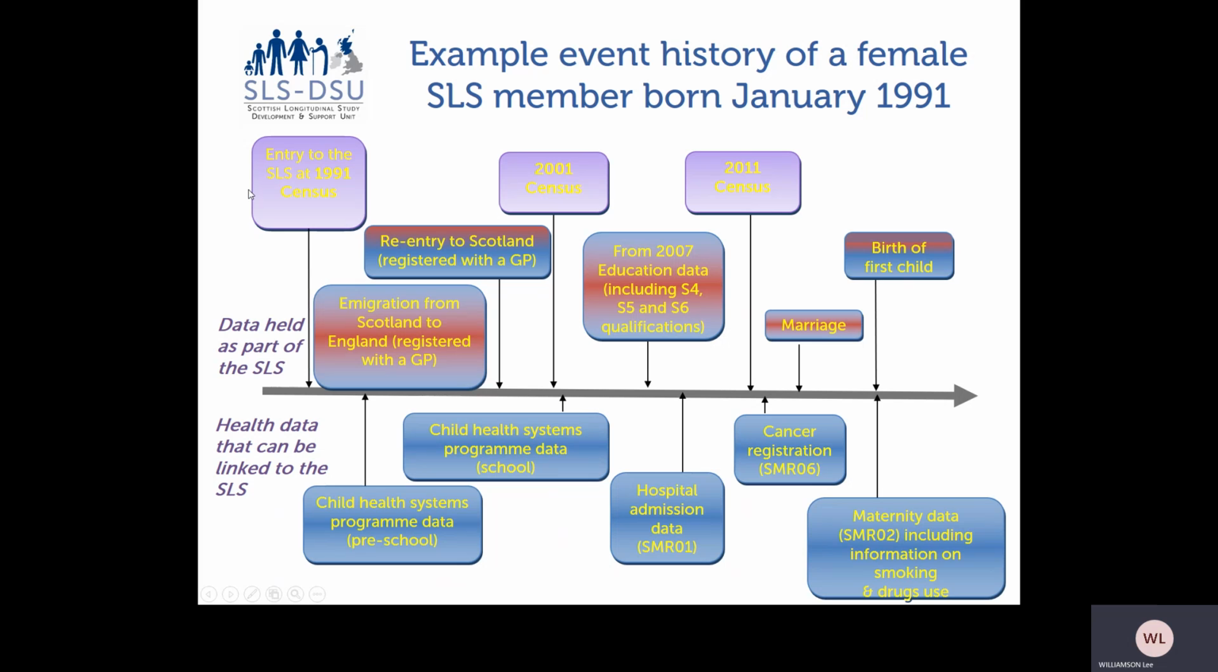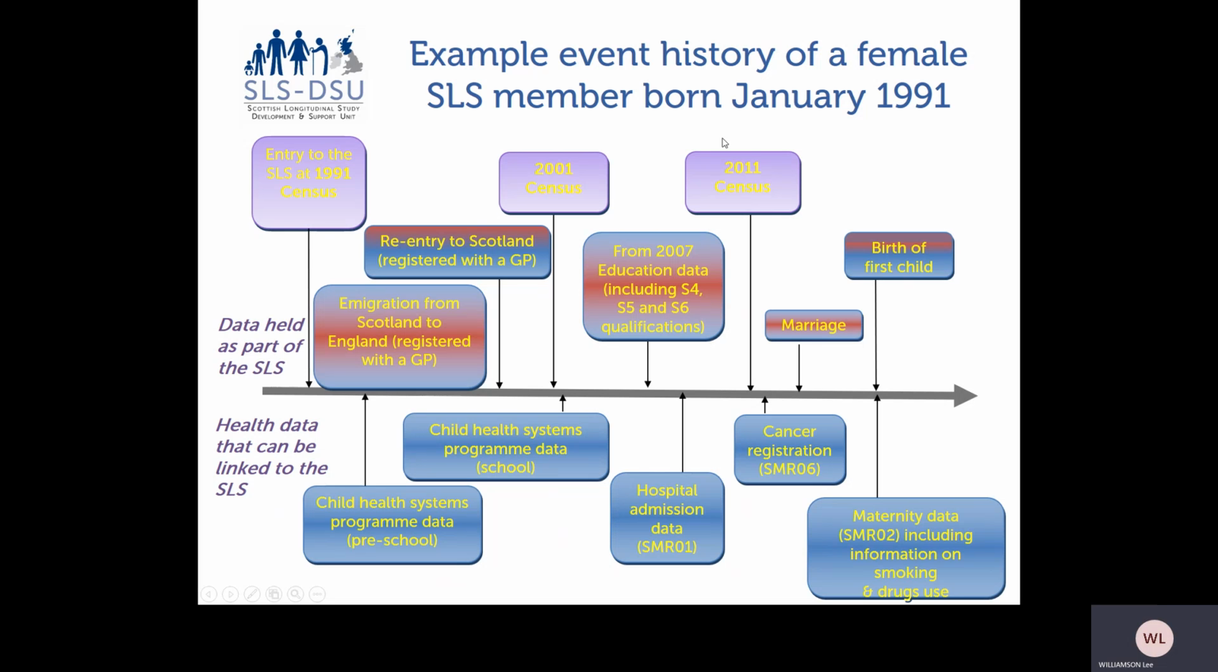So we find them for the first time in census. Then they've left Scotland and they come back to Scotland. They've left to go to England. So we can easily find them through NHSCR data. Find them in 2001 census. And from 2007 onwards, we also have information on education data, which includes free school meals, census, percentage absence from school.